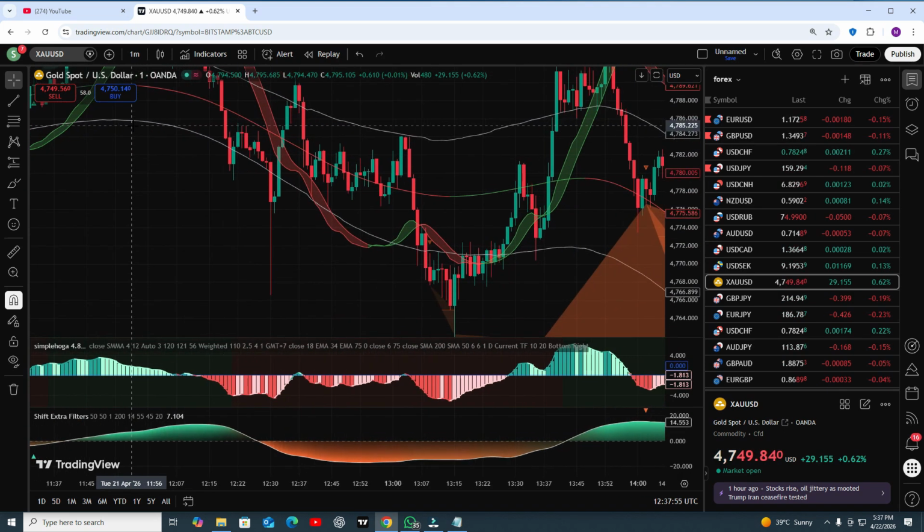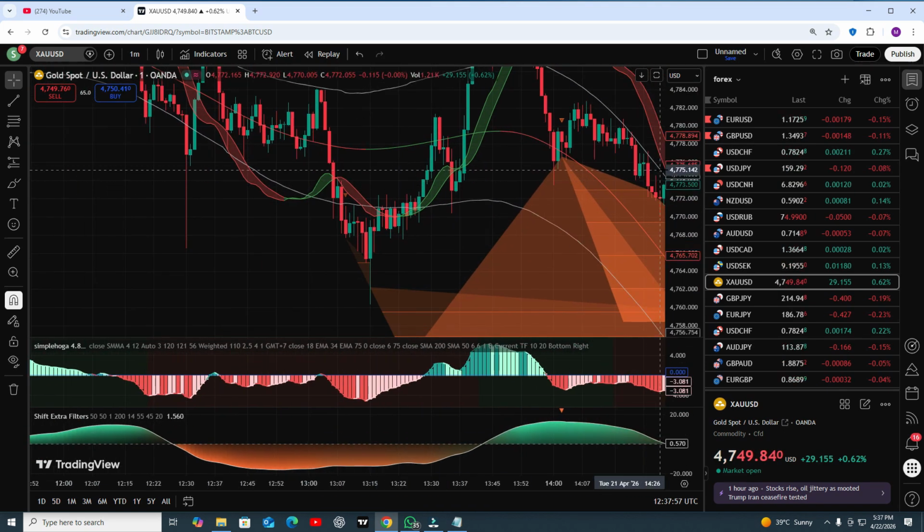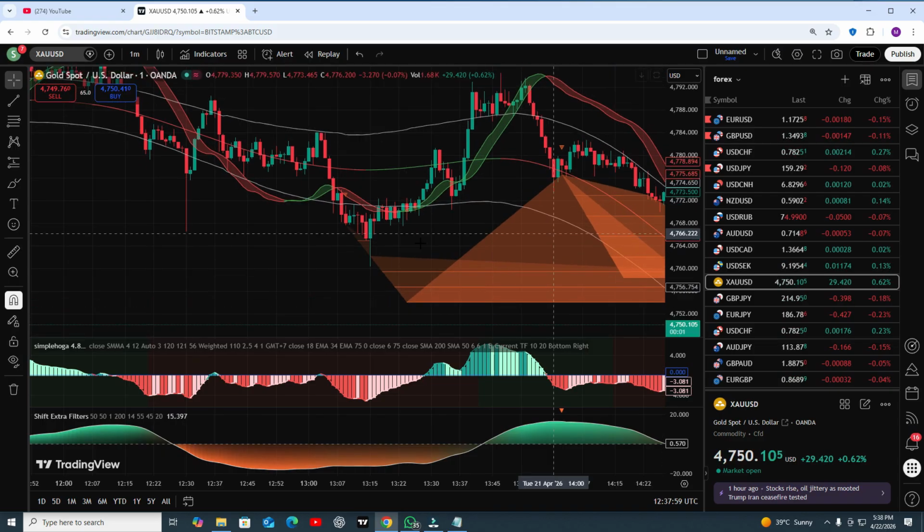Let me show you some more points here. Here you can see you will get the sell zone at this point. You can see you got the signal as well, but we will not trade at this point. We will place the sell position only when the RSI comes above the upper band line.